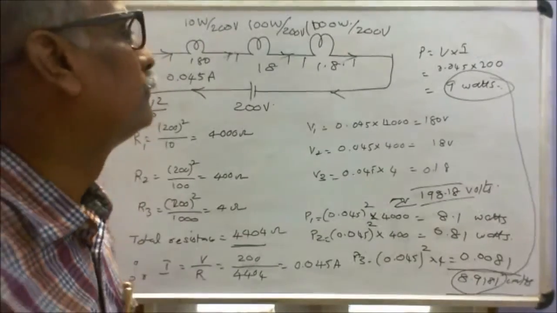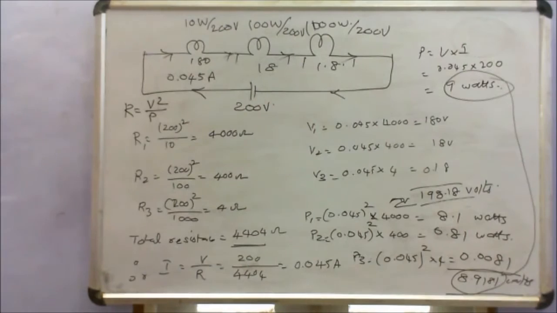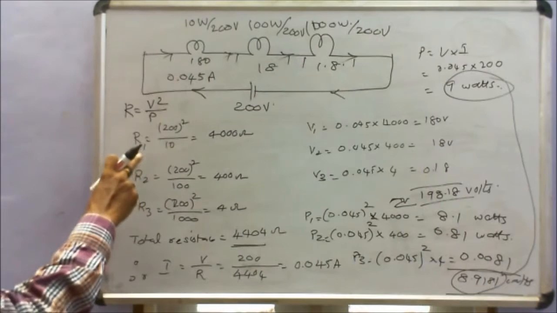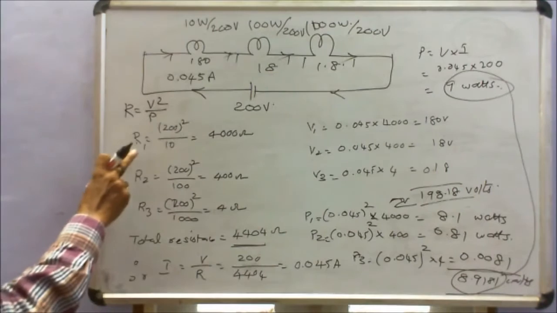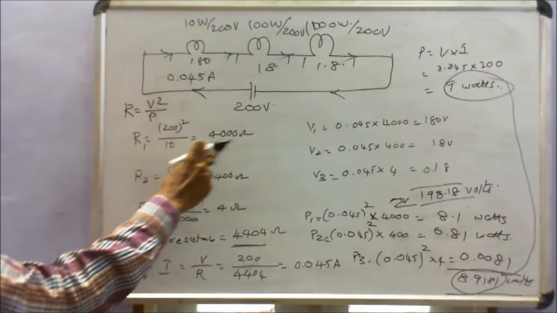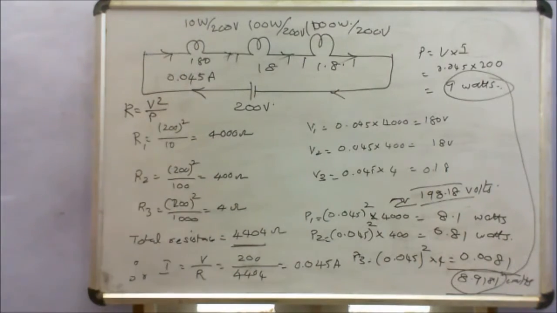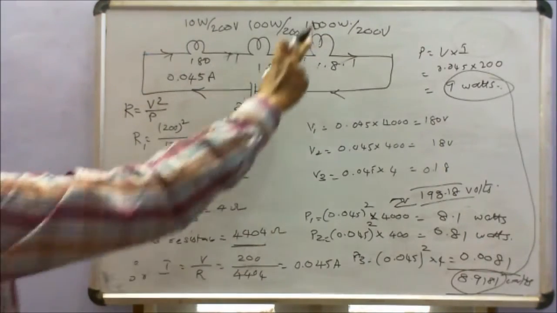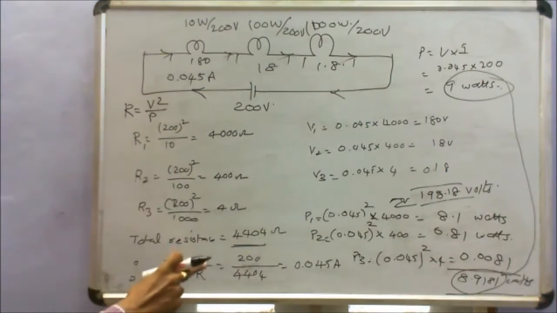This is the question. Here the 3 lamps are connected, its ratings are mentioned. Once you know the rating as well as its voltage, we can easily calculate the resistance. R is equal to V square by P. Therefore R1 is equal to 200 square by 10, 4000. The 10 watts bulb resistance is 4000. 100 watts bulb resistance is 400 ohms. 1000 watts bulb resistance is 4 ohms. So the total resistance is 4404 ohms.